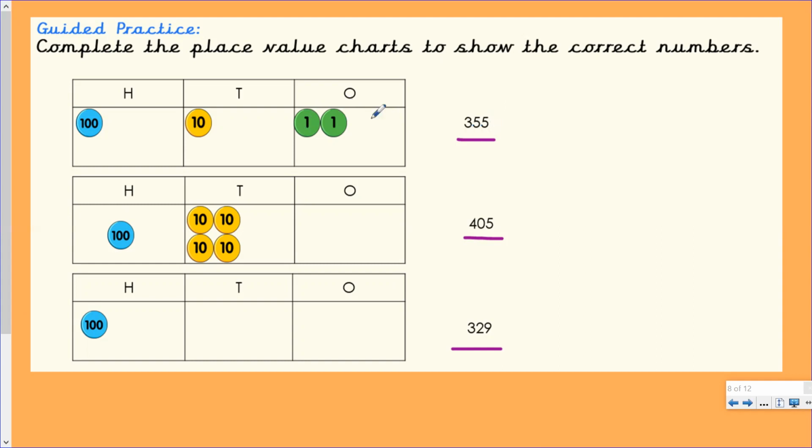So 1, 2, 3, 4, 5. And I need to write my number 1 in there to show that they represent ones. Let's look at our tens column. We have 5 tens, but in our place value grid, we've only got 1 ten. So we need to correct that. 2, 3, 4, 5. And I need to make sure I write my number 10 in there.